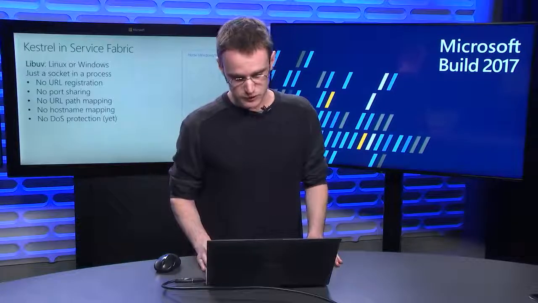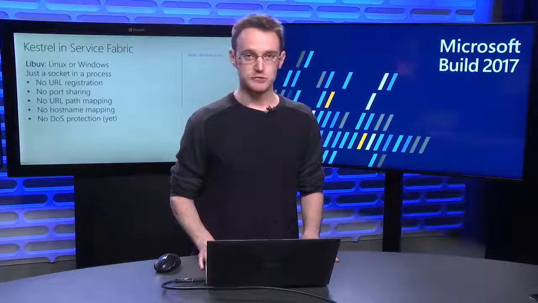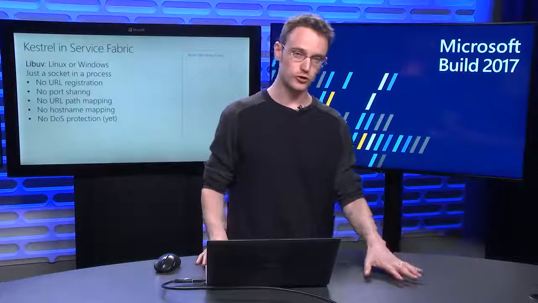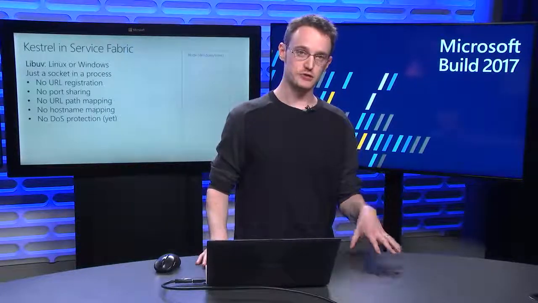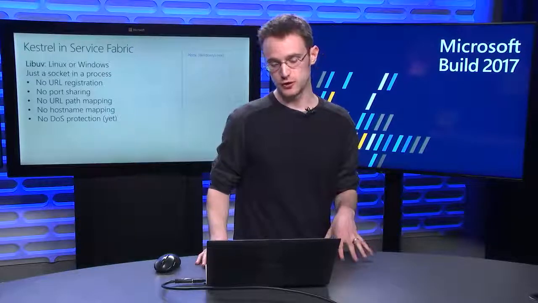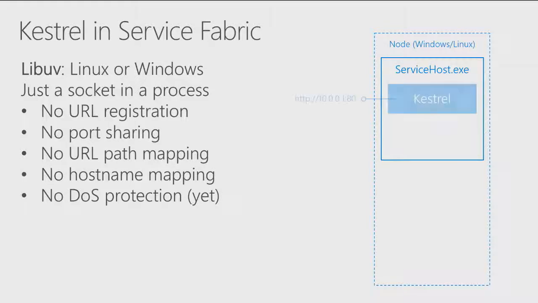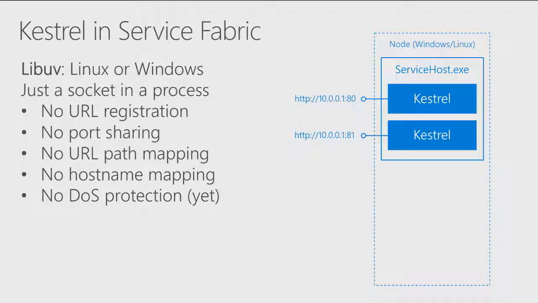So let's talk about the two web servers that are available in ASP.NET Core and how they work in Service Fabric. So the first is Kestrel. Now, Kestrel is generally the preferred web server because it is a very lightweight and very fast web server built on libuv, which runs on Linux or Windows, and it's a very simple web server. So it doesn't have any sort of port sharing, URL mapping, hostname mapping, anything like that. And what this means is that when you run Kestrel on a node in a service in Service Fabric, every instance you open up must be opened up on a unique port because there's no port sharing, okay?